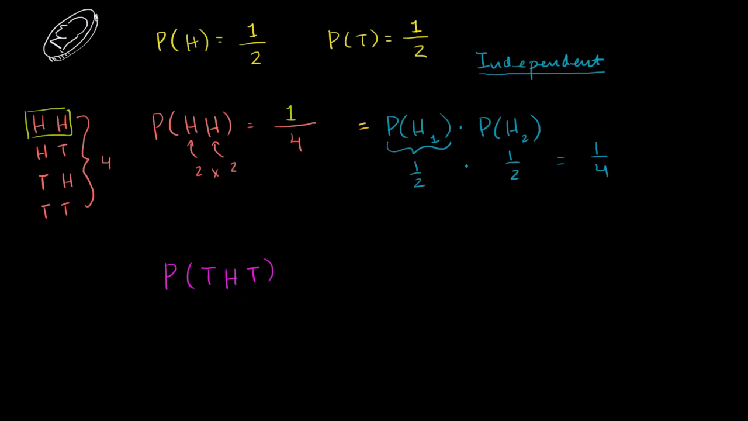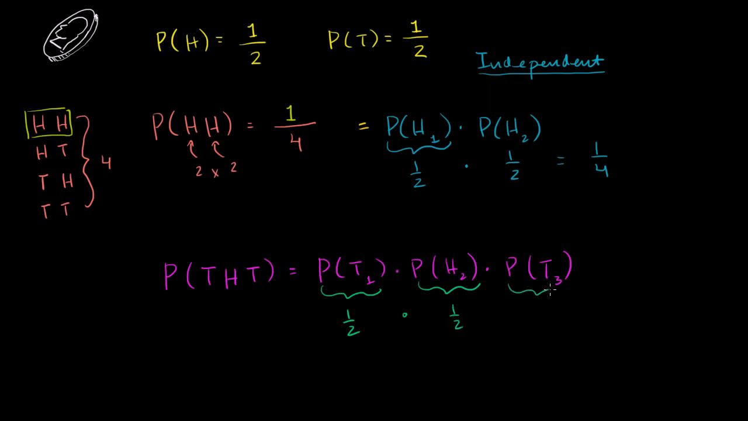So once again, these are all independent events. The fact that I get tails on the first flip in no way affects the probability of getting a heads on the second flip, and that in no way affects the probability of getting a tails on the third flip. So because these are independent events, we can say this is the same thing as the probability of getting tails on the first flip times the probability of getting heads on the second flip times the probability of getting tails on the third flip. So this is 1/2 times 1/2 times 1/2. 1/2 times 1/2 is 1/4. 1/4 times 1/2 is equal to 1/8.